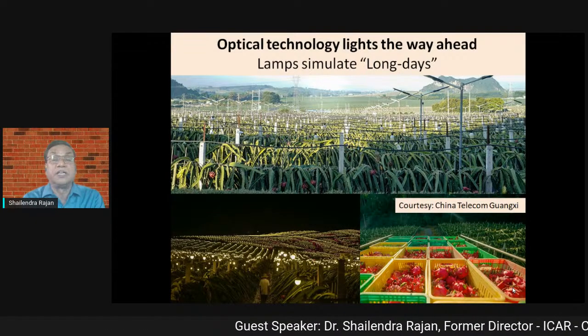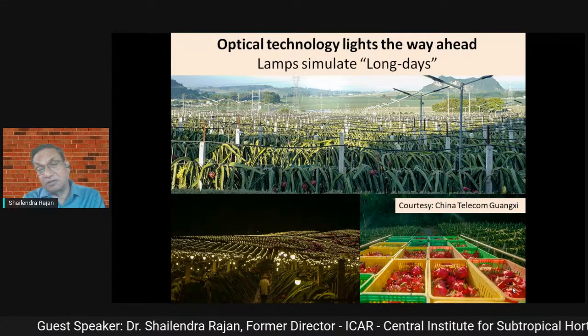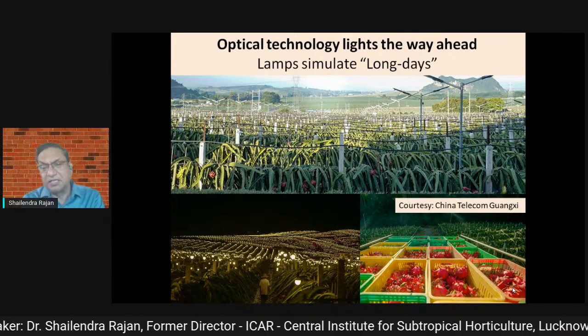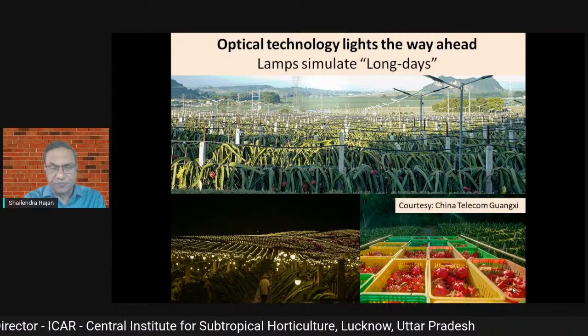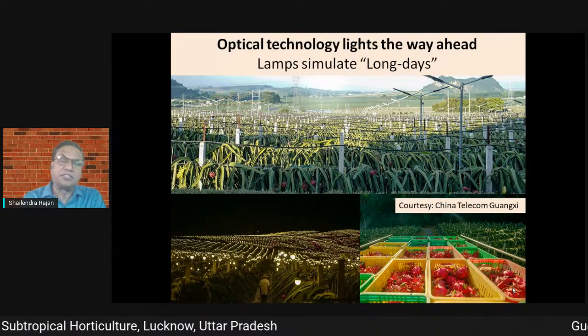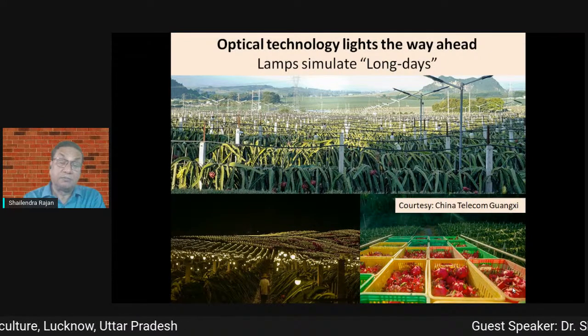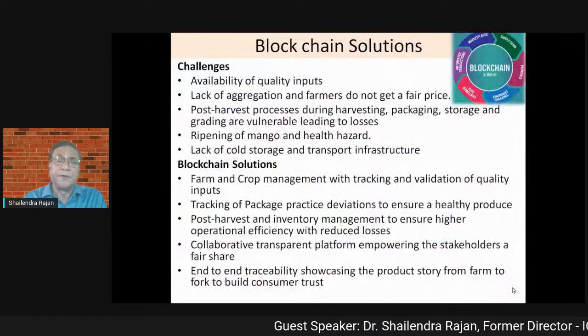So this long day simulation through lamps is one of the technologies which has been used on hundreds of acres, and good quality dragon fruits were produced. So this substitution of light through this type of technology may work in plants which have a long day or short day requirement.